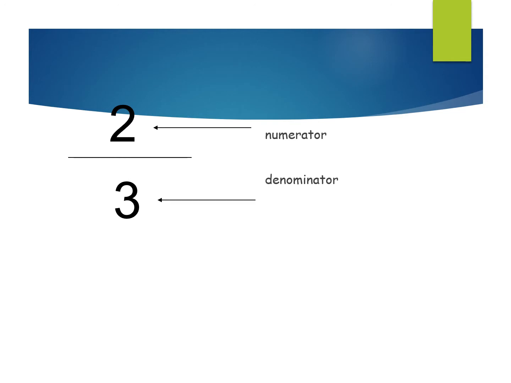2 by 3. So here we have been given a number 2 by 3. This line is known as the bar, and the number which is given above the bar is known as the numerator. So the numerator here is 2, and the number which is given below the bar is known as the denominator. So the denominator here is 3.